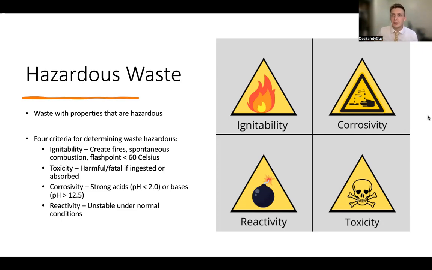Next, corrosivity. You can see a good example in that top right section of the picture. It's just a liquid that's being either dripped on a hand and it's eating away at the hand, or on a piece of metal and it's eating away at the metal. Doesn't matter if it's a person or a thing. If it's corrosive, it'll eat away at it. That's any strong acid, so that's something with a pH that's less than 2.0, or any very strong base, which is a pH of greater than or equal to 12.5.